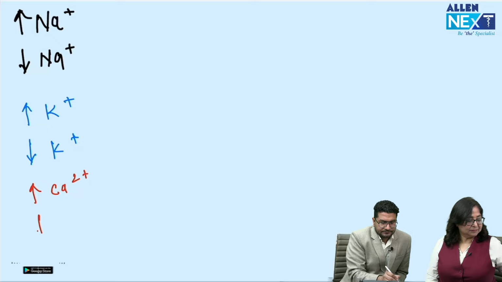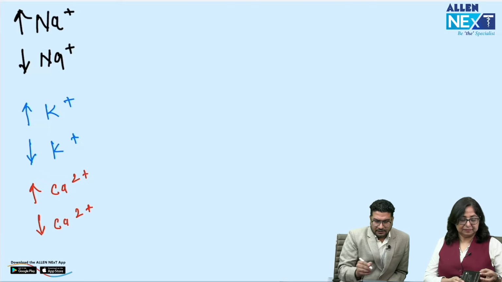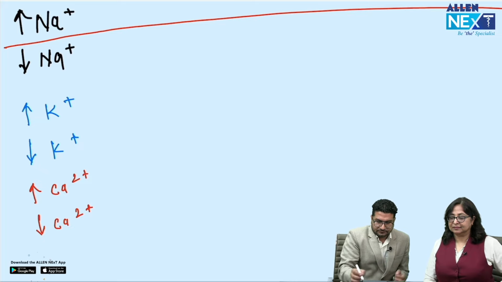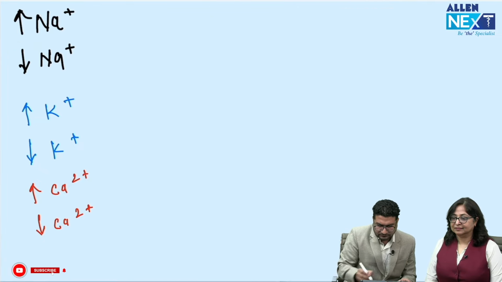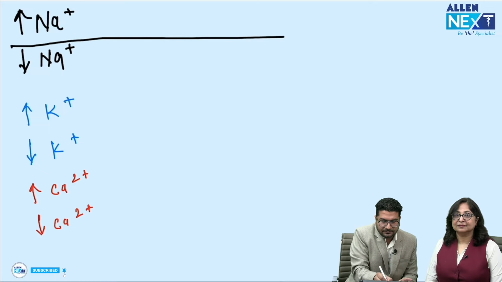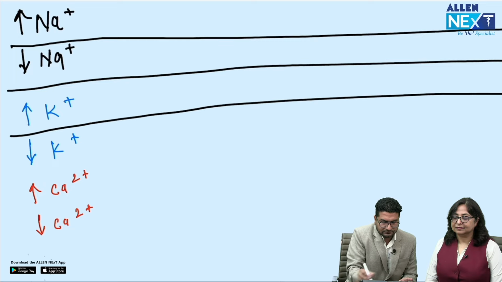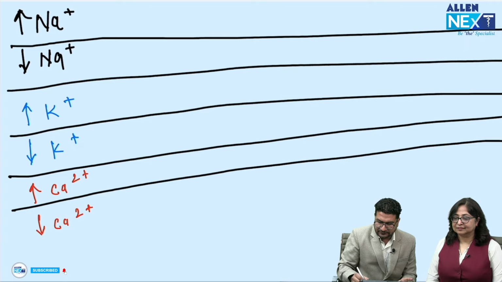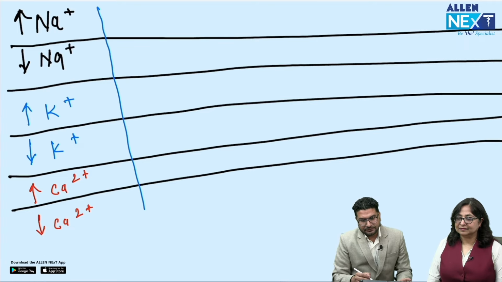Hypercalcemia or hypocalcemia. Now with these abnormalities, they'll try to ask you a few questions. The first question they ask is about the normal values. First question they'll ask you about the normal values, right?